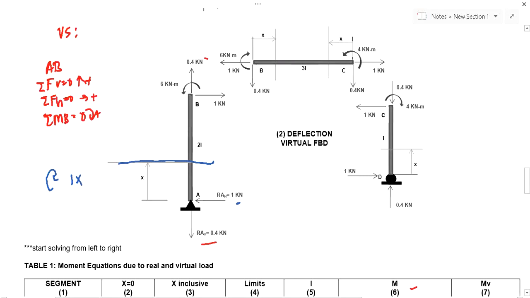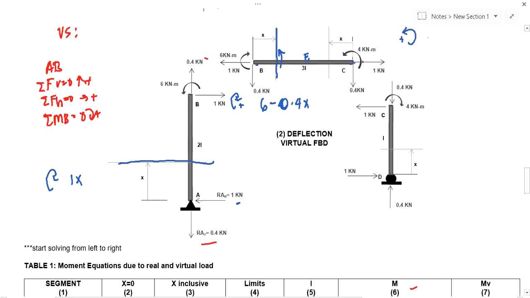Okay, pagdating natin sa BE, nag-cut tayo dito, tapos mag-moment tayo dito. Anong magiging moment equation natin dyan? Okay, ang assumption natin sa BE is clockwise positive. Clockwise yung 6, kaya 6. Tapos yung vertical, counterclockwise siya, kaya minus 0.4x.